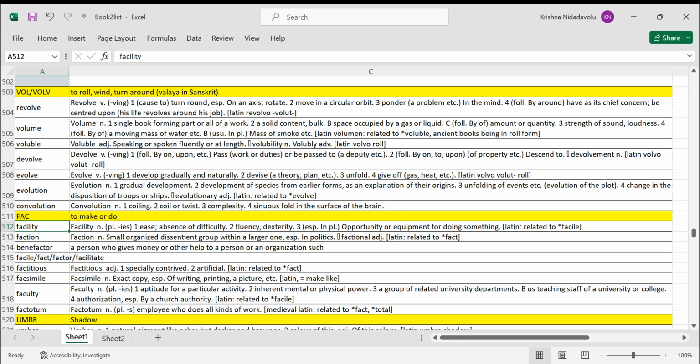Faction. Faction is a small group of people within a larger one who have different aims and beliefs to those of the larger group. There are rival factions within the administration. Both belong to the administration, but they are rival. They do things differently. Okay, that is faction. A party divided by faction.